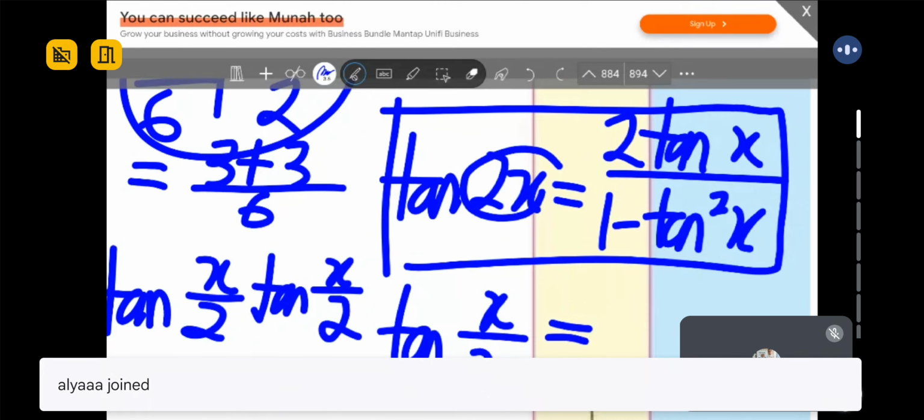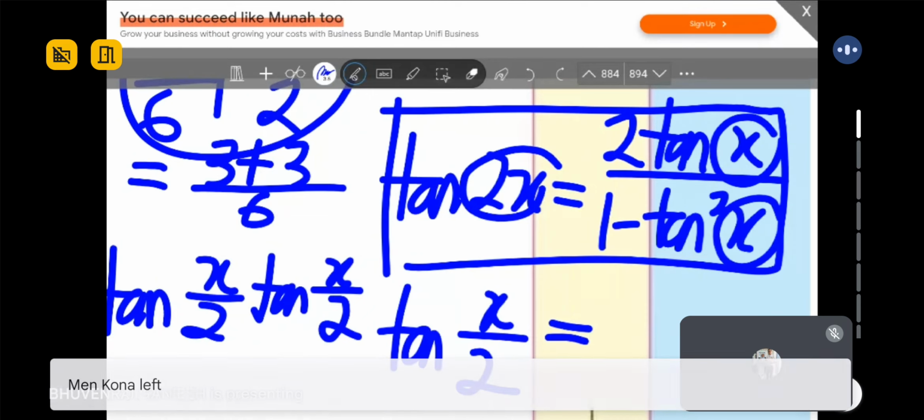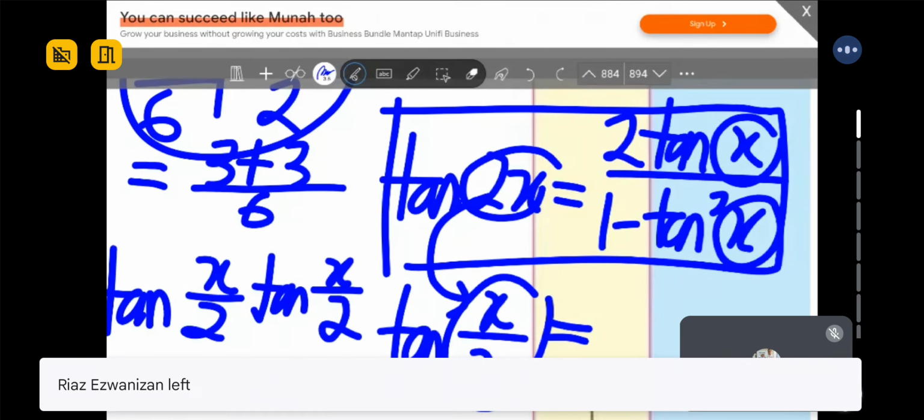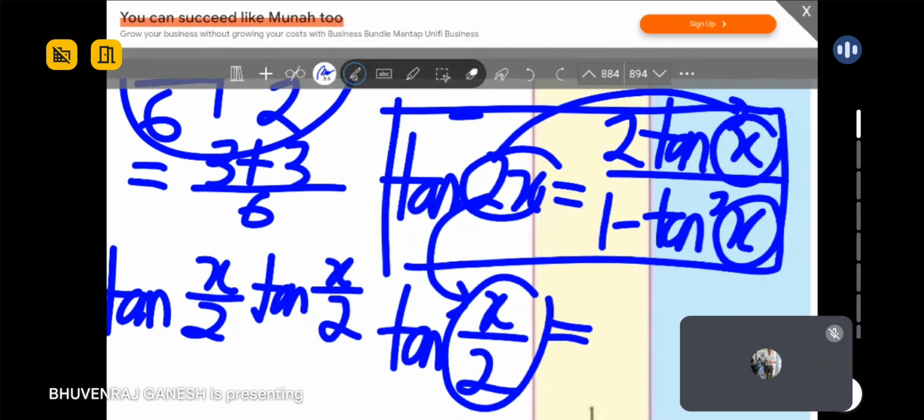Okay, 2x, you see x and x. Right? Okay, 2x, you have x on top and x on bottom. So that means if x over 2, when it is x twice, from here to here, you divide by 4. Right? You divide by 4.